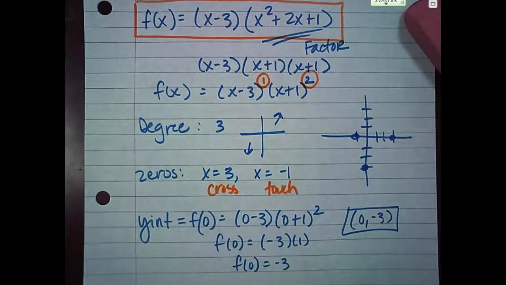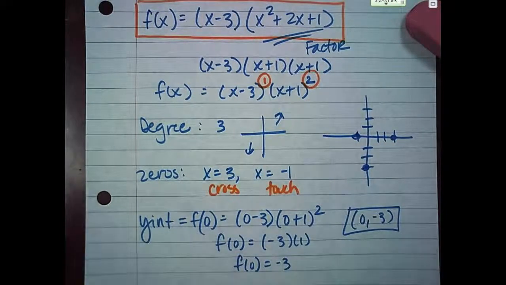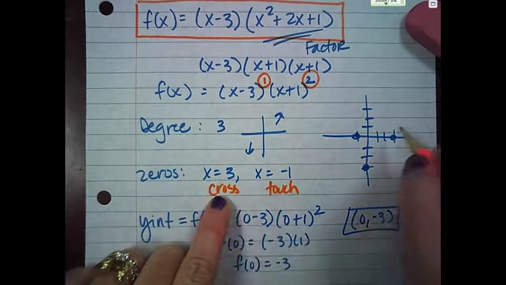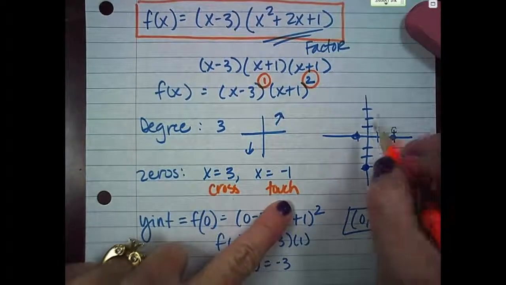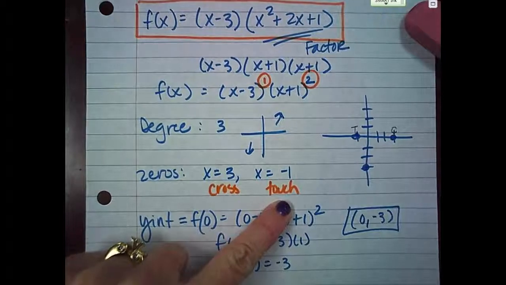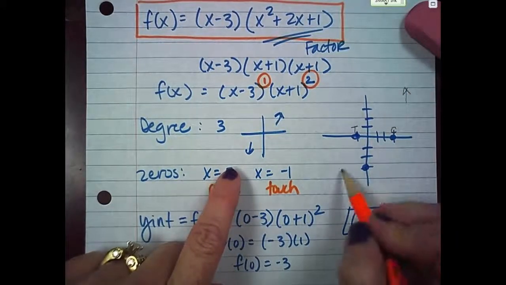Okay, if you're struggling with graphing, look at end behavior. You ready? If you're struggling with graphing, here's my advice. Go to 3 and put a little c. You know you're supposed to cross. Go to negative 1 and put a little t. You know you're supposed to touch. That'll help you out. Now then, go ahead and put your end behavior. This is here and this is here.